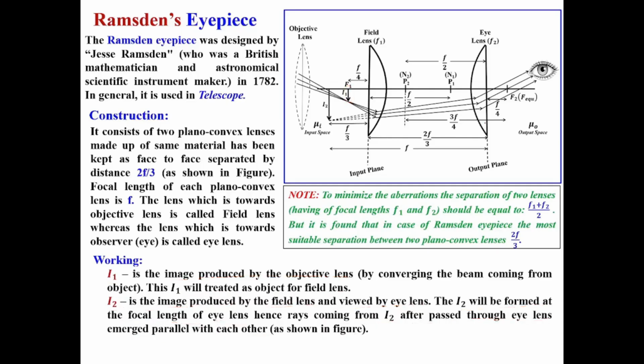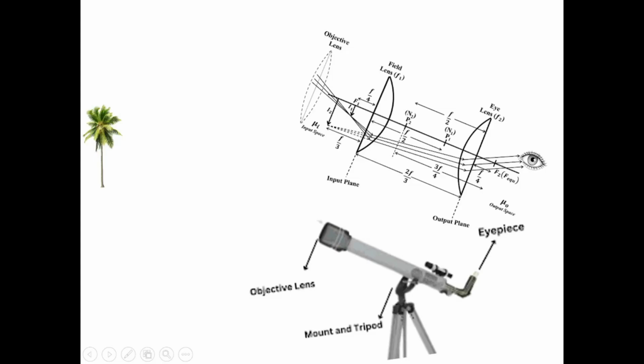Here I am going to explain. This I1 is nothing but the image formed by the objective lens. First you see this figure. Consider this figure here. This is the telescope, because we know that the Ramsden eyepiece is used in the telescope. Here in the telescope, on this side the eyepiece is present, and here the objective lens is present. Through this telescope, suppose you are viewing this long-distance tree.